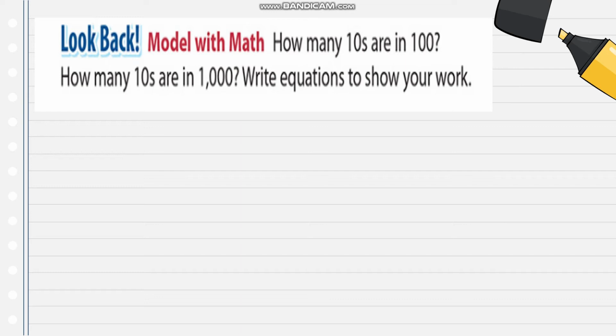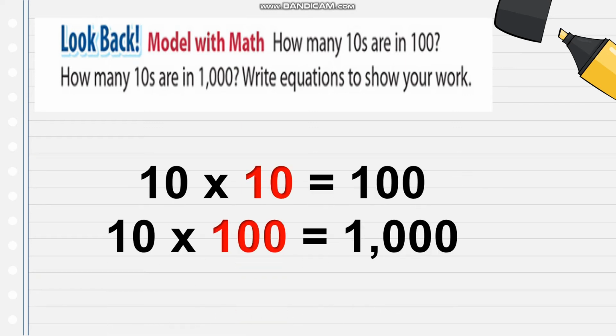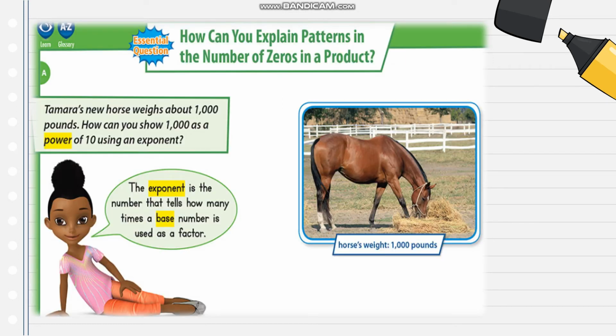Now, how many tens are in 100 and how many tens are in 1000? Write equations to show your work. As you can see here, 10 multiplied by 10 is equivalent to 100, and 10 multiplied by 100 is equivalent to 1000. So the answer is 10 and 100. How can you explain patterns in the number of zeros in a product?